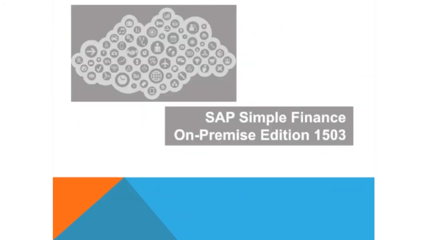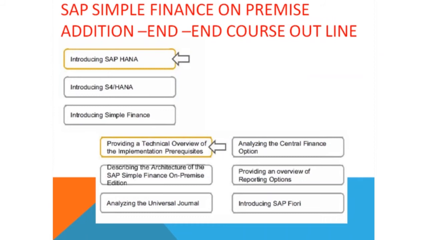And then from course perspective, we will go through our SAP Simple Finance on-premise edition. So this is the course 1503. So 1503 basically talks to you about what SAP said for those companies who wanted to go through it. This is the material. I have extracted this material from the same course. And this is end-to-end course detail. What basically our intended course should be.